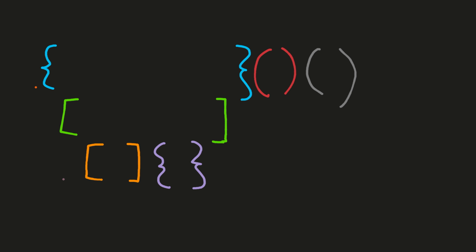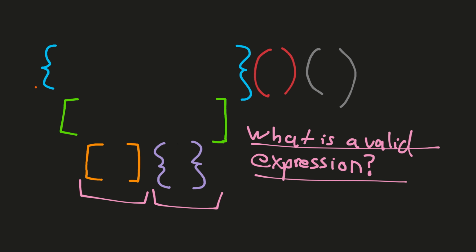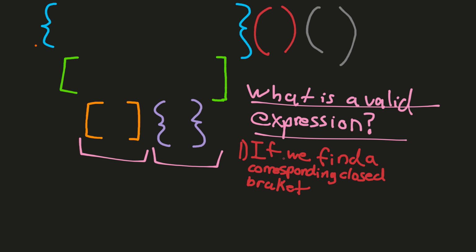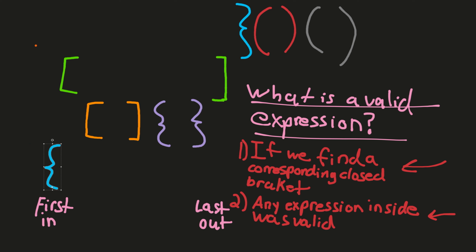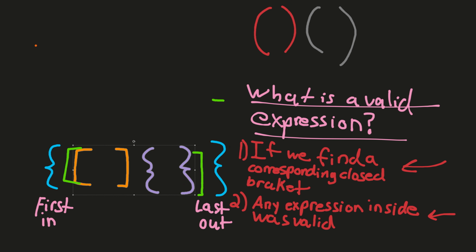And at that point, now you can see that this is a valid expression because it's 2 valid expressions put together like this. And if you remember what we said was a valid expression, it's any time that an open bracket is properly closed with a closed bracket. So the expression is valid if for the opening bracket we find a corresponding closed bracket and any expression we found inside was valid. That means the corresponding bracket to the first bracket in must be the last bracket out. Everything else inside must be closed first, or it's invalid. So we can compute this with a stack.